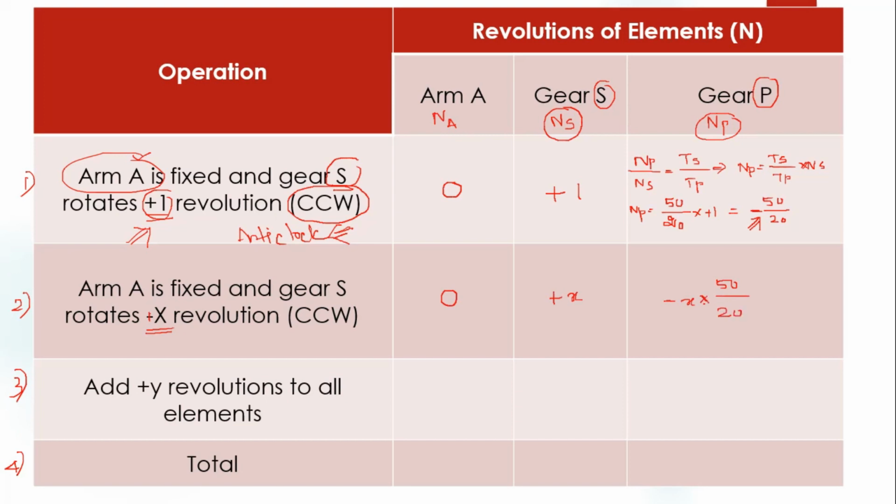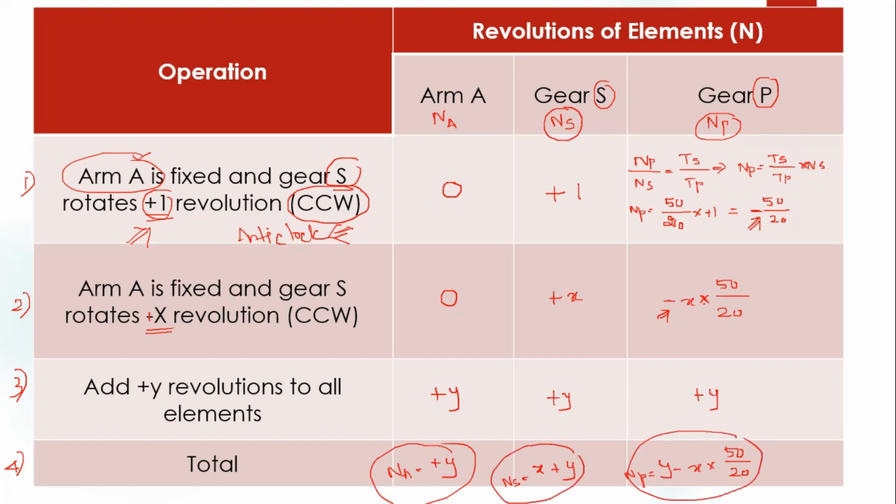Minus x into 50, right? Why minus? Because the gear P rotates clockwise direction, that's why. Add y revolution. So plus y and plus y. So what is total? So here plus y and here x plus y, and this is y minus x into 50 divided by 20, right? So this is the speed of NA, right? And this is speed of NS, and this is speed of NP. So this is the equation of speed of NA and speed of NS and speed of NP.